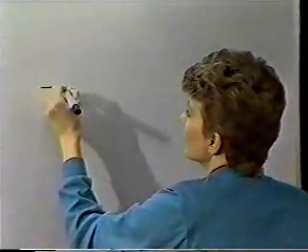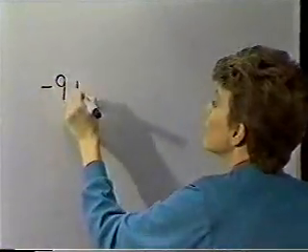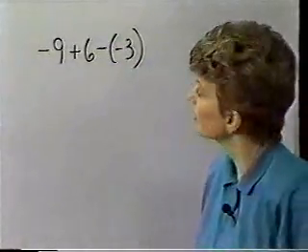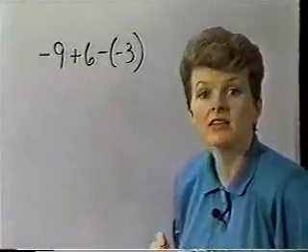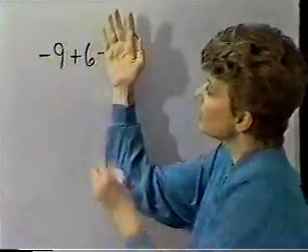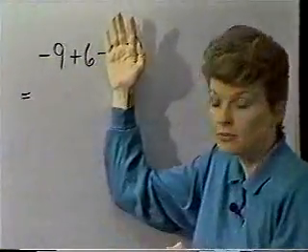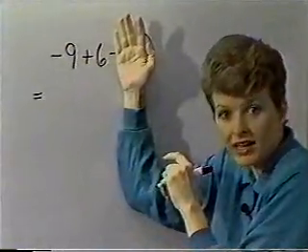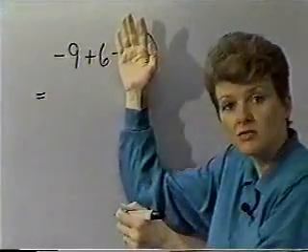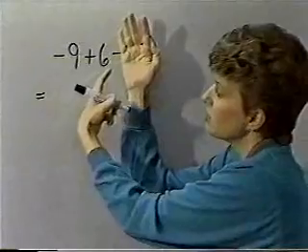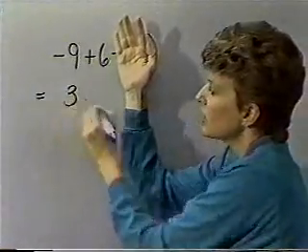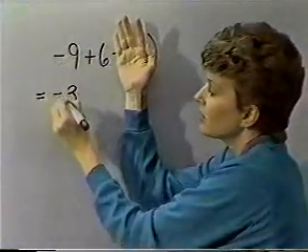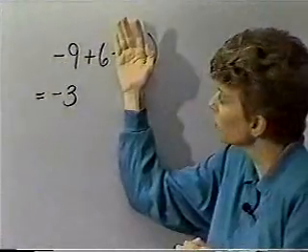What about negative 9 plus 6 minus a negative 3? Let me begin by working on the first two numbers. This is addition, and I'm adding two numbers with unlike signs. So subtract the smaller absolute value from the larger absolute value. 6 from 9 is 3. Keep the sign of the number with the larger absolute value, negative. So my answer so far is negative 3.